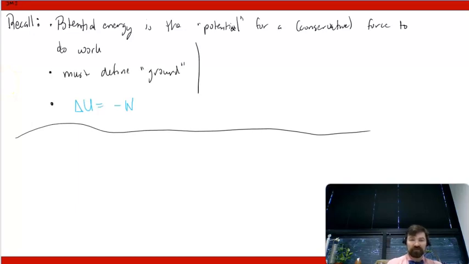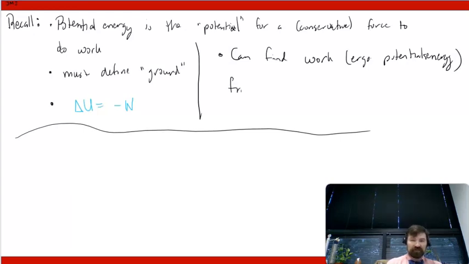Maybe one other thing to recall. You can find work, ergo potential energy, from graphs. And the way that you do that is to find the area under the force versus displacement curve. And that gives you work, and it can give you potential energy.